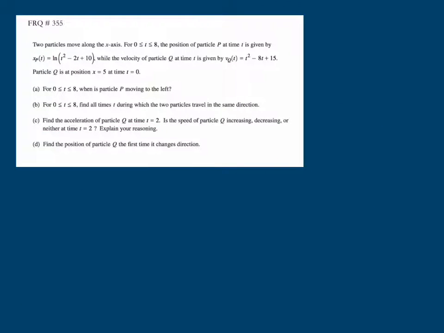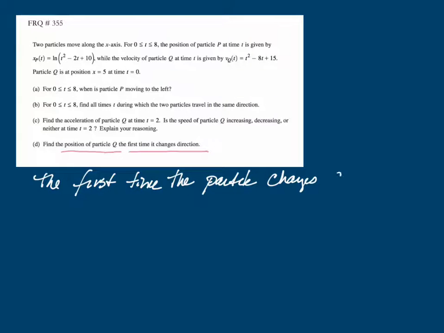Okay, part D says find the position of Q the first time it changes direction. All right, so V Q was our velocity, the second function that gave us the velocity. And we've used a sign chart and saw that it changed direction at t equals 3. So let's say that. The first time the particle changes direction is at t equals 3.